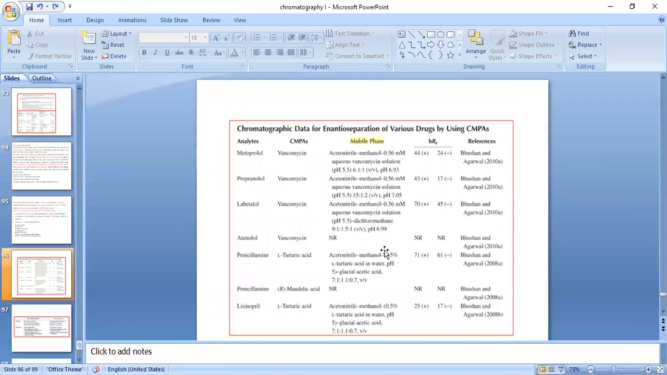So there is a list of examples of some drug molecules in which we are using the chiral mobile phase additive. So this is a drug molecule, and this is the chiral mobile phase additive that is being added to the drug molecule. And then we are using the normal mobile phase, and the normal stationary phase to bring out the separation. Only thing is that we are adding the chiral mobile phase additives in it to bring out the resolution of the racemic mixture of the drug molecules.